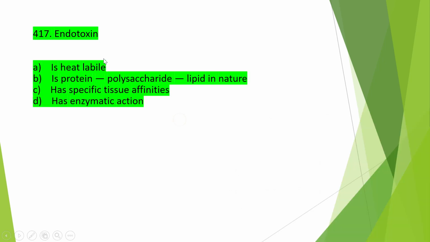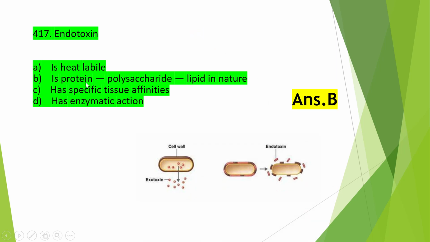So move on to the next: endotoxin is heat labile, is protein, polysaccharide, lipid in nature, or has specific tissue affinities, or has enzymatic action. The right answer is option B, that is endotoxin is a protein, polysaccharide, lipid in nature. Endotoxin is basically present in the outer membrane of gram negative organisms, like this. These are the endotoxin. So when the cell is dead, that time the endotoxin gets into the environment. Okay, so this is the endotoxin.